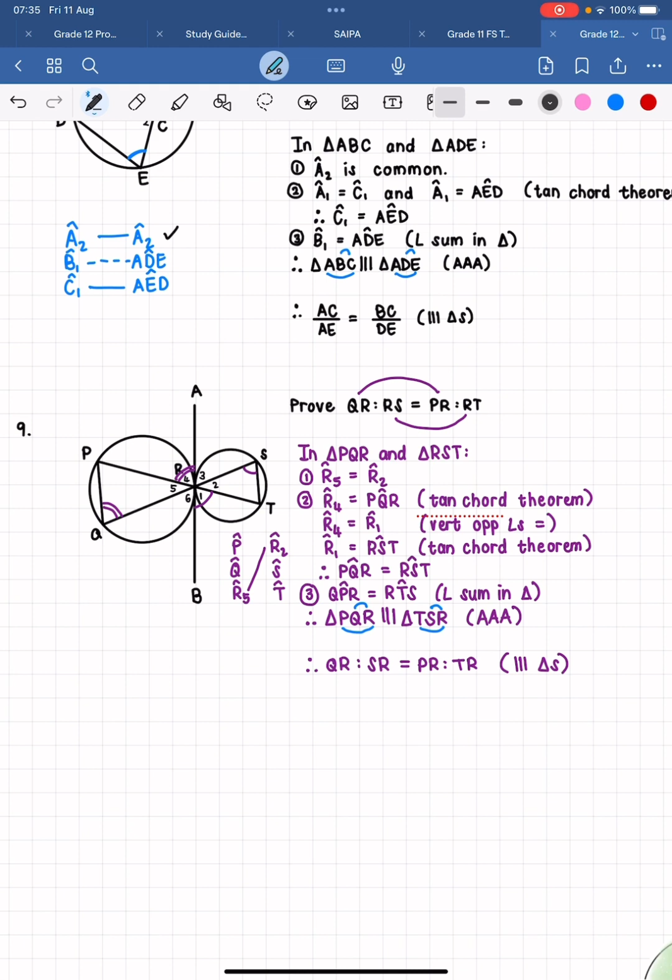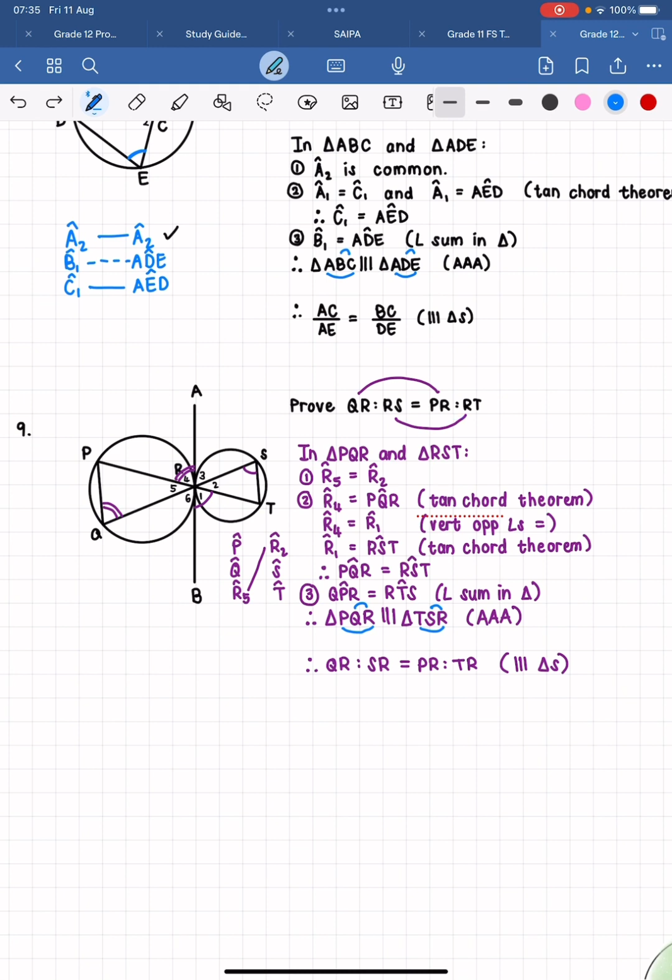But if we had more triangles and we weren't sure which ones to work with, you would look at, firstly, these letters here. So within one side of the equation, which letters do I have there? Q, R, and S. Is QRS a triangle? No, it's a straight line. Okay, so that's not going to work. If we look at the other side of the equation, which letters do we have there? P, R, and T. Is that a triangle? No, it is a straight line. Okay, so that's not going to work.